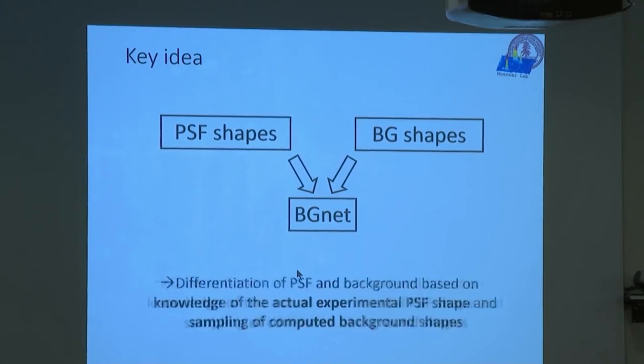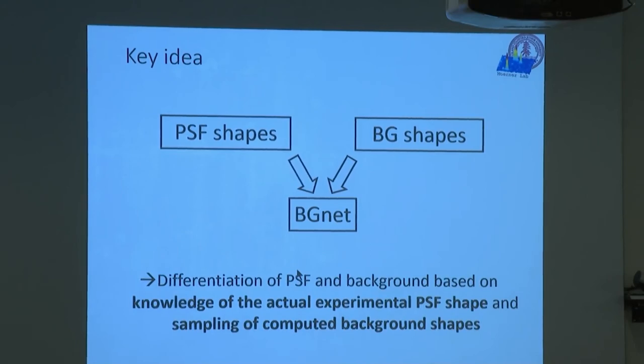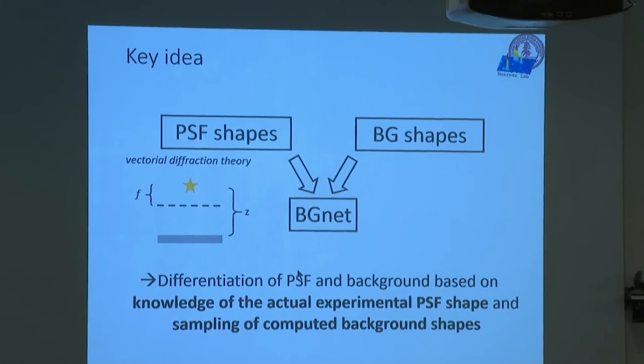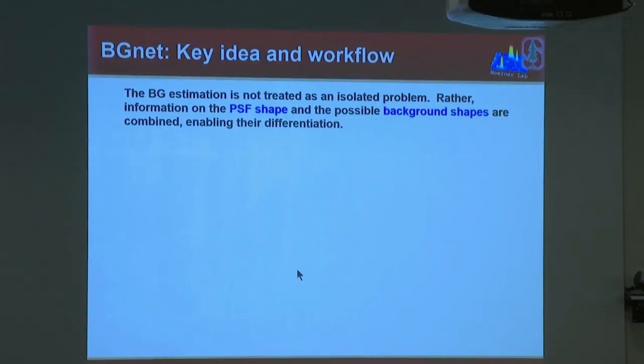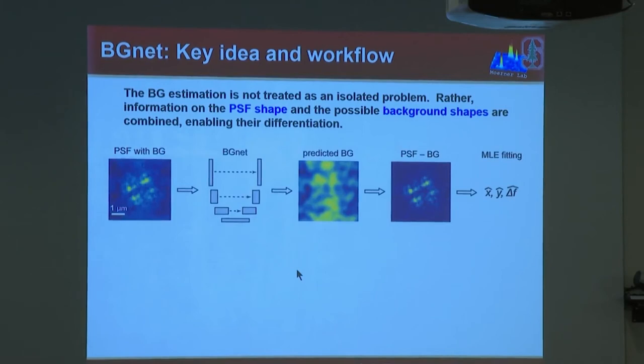So this new neural net called BGNet looks at this problem from the point of view of treating these two as, let's say, good data on the left, the point spread functions, and bad data on the right, the background signals, background shapes. Since we know what's going on the left, we know the point spread function, we know theoretically from vectorial diffraction theory what it should be, including phase retrieval to quantify it. We can calculate what the shapes should be for molecules at different positions, for different distances from focus or distances from a cover slip. So that's all known and can be provided to the net. And then for the background, we're going to challenge the net with a bunch of simulated backgrounds coming from something called Perlin noise. And so the net is trained to figure out the difference between these two and give us the background back from a single image.